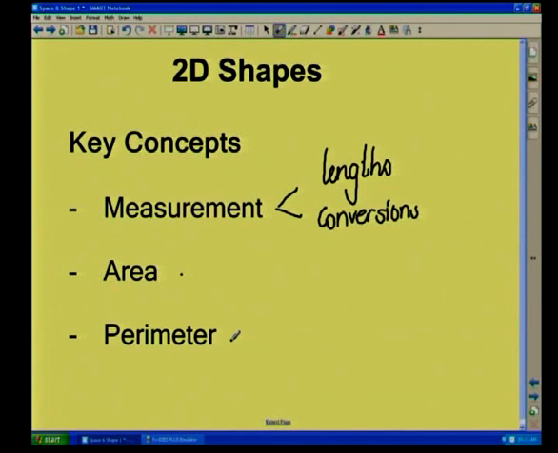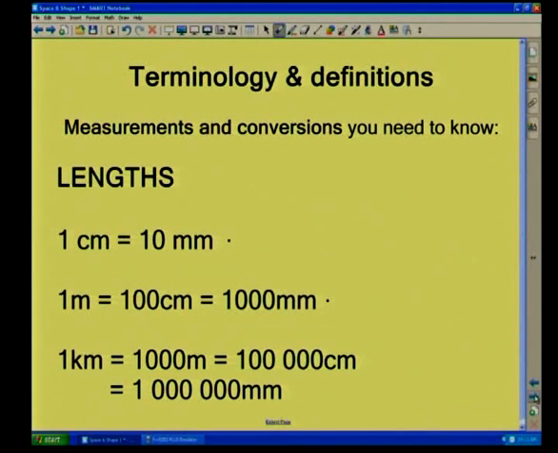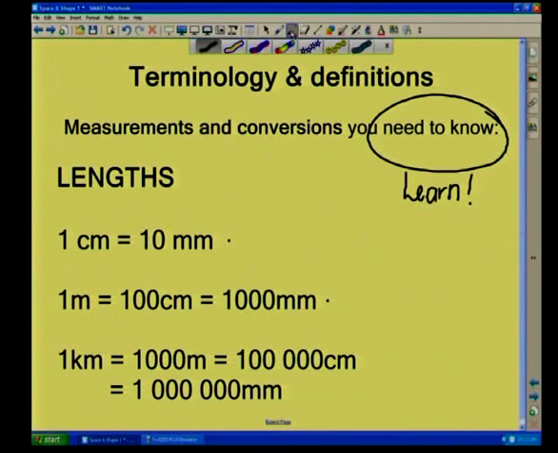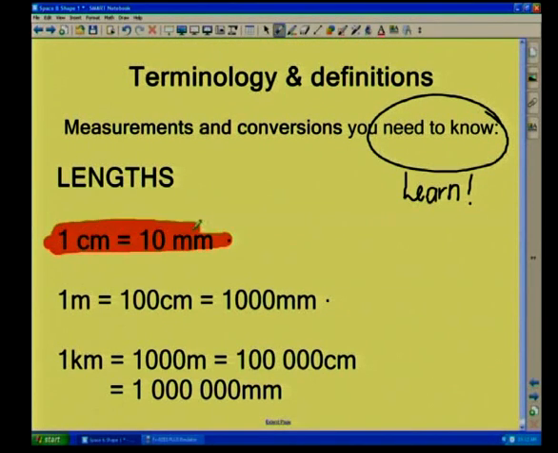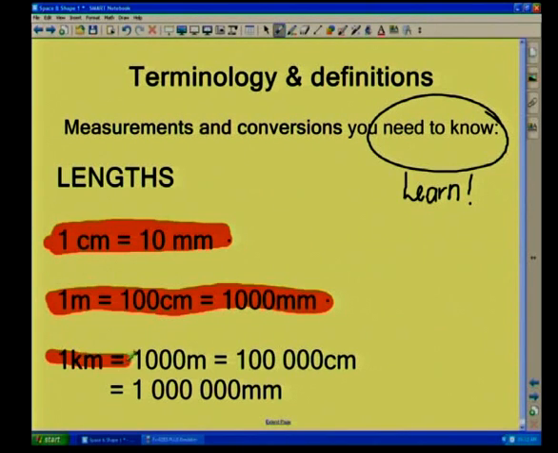Now let's have a look at some of the terminology that we're going to be needing. Measurements and conversions that you need to know, in other words, you need to learn these, are, and let's highlight these so that we know exactly what we need to know: 1 centimeter is equal to 10 millimeters. 1 meter is equal to 100 centimeters or 1,000 millimeters. 1 kilometer is equal to 1,000 meters, 100,000 centimeters or 1,000,000 millimeters.